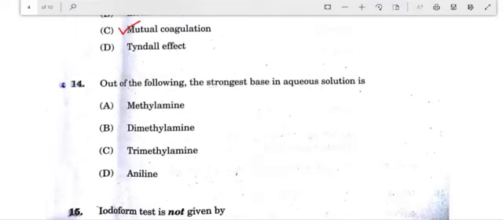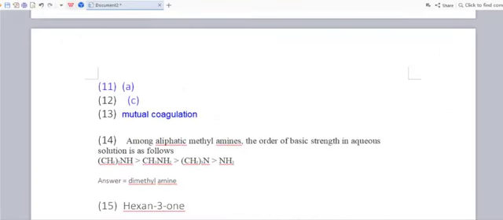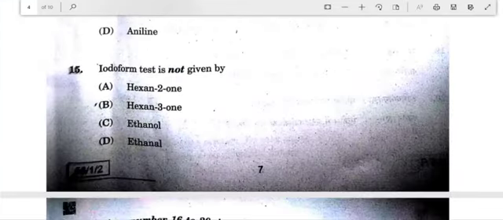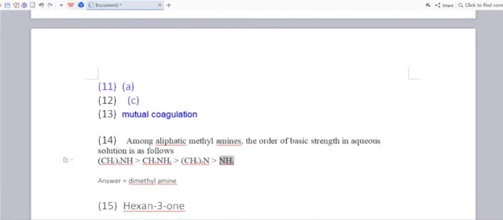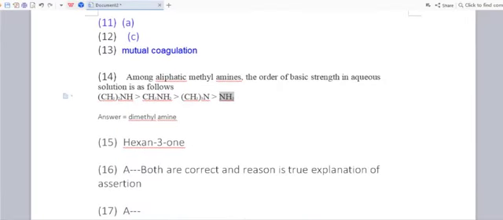Then the strongest base is actually dimethylamine, and you can revise it from here. The order of basic strength is like this: first secondary amines, then primary amines, and then tertiary amines, and then ammonia. Then we have the haloform test not given by hexan-3-one. It does not have the CH3 C=O group.